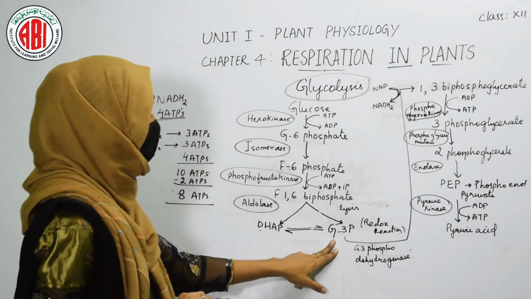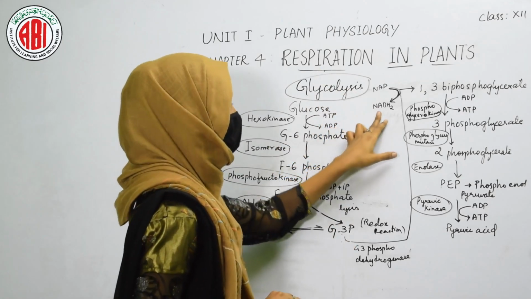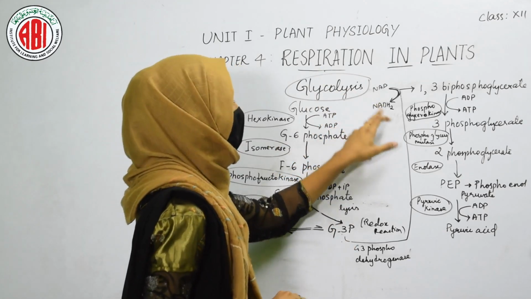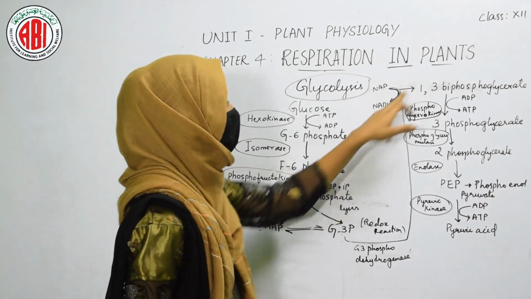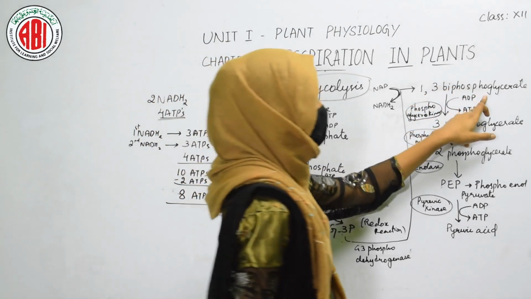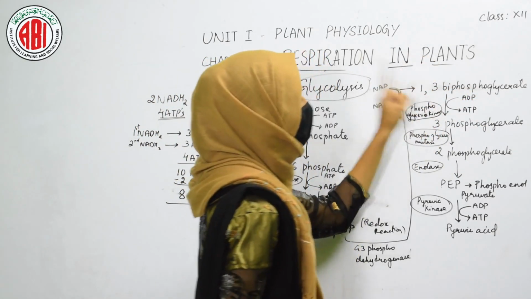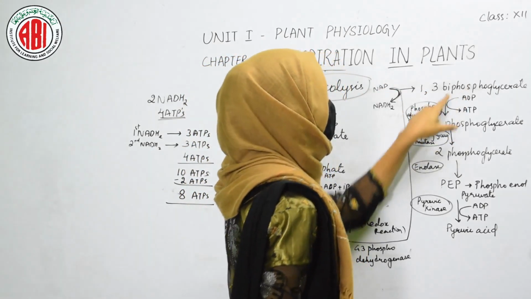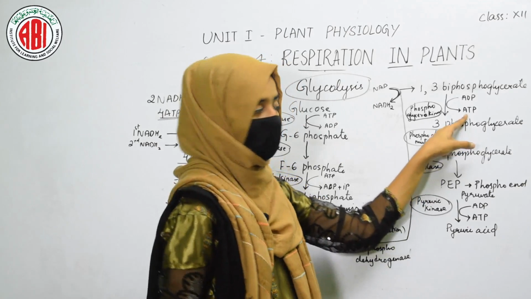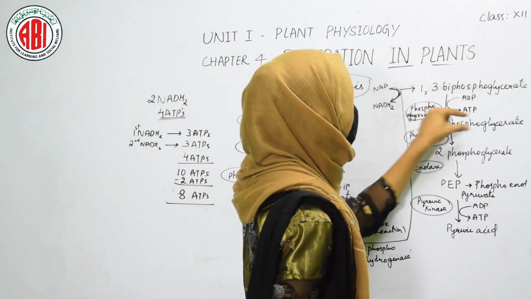This glyceraldehyde 3-phosphate undergoes a redox reaction. It results in the formation of reducing power, that is NADH2, and the substance that we get after the redox reaction of glyceraldehyde 3-phosphate is 1,3-biphosphoglycerate. This 1,3-biphosphoglycerate adds one phosphate group to the ADP that results in the synthesis of ATP. So in this step ATP gets synthesized and the product that we get is 3-phosphoglycerate.